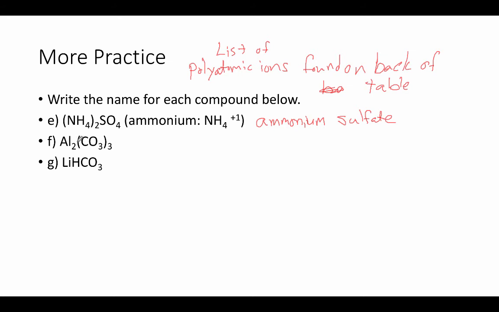Here, the first part is aluminum. So we just write aluminum. And you're looking at the second ion here, and because there's more than one capital letter, you know that it's a polyatomic. You're going to look at the list of polyatomic ions that are found on the back of your periodic table. So CO3 is carbonate. You look that up and you find that it's carbonate. So this is aluminum carbonate.